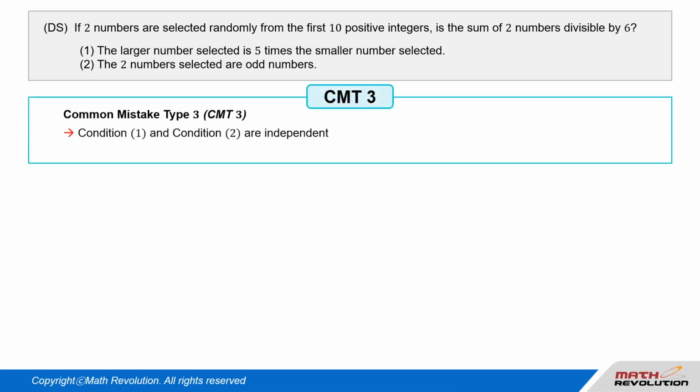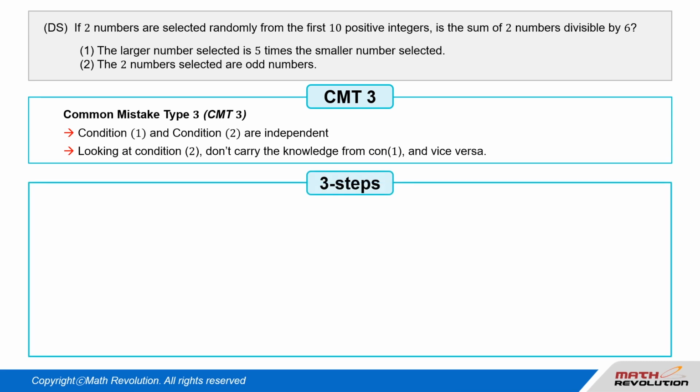Solution. Now we will solve this DS question using the variable approach. Common mistake type 3, or CMT3: condition 1 and condition 2 are independent. CMT3 is generally associated with key questions and talks of keeping conditions 1 and 2 independent of each other when looking at either condition separately. This is especially important when you are looking at answer A or B. So when you are looking at condition 2, do not carry the knowledge from condition 1 with you, and vice versa. Do not let any of the conditions interfere with or influence your analysis of the other condition.